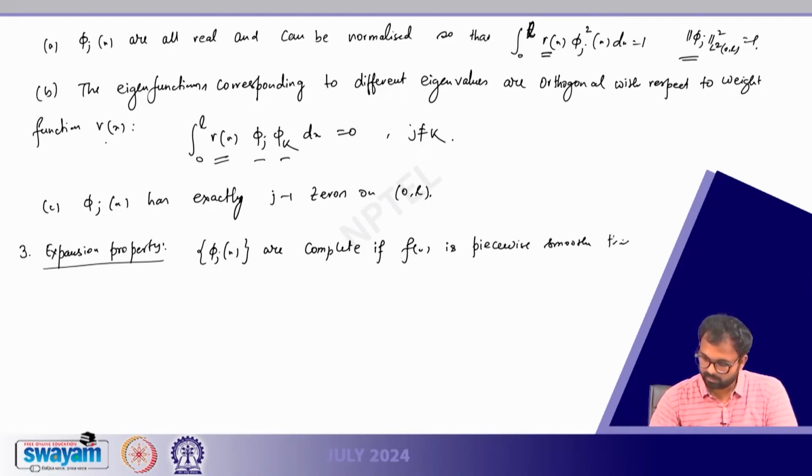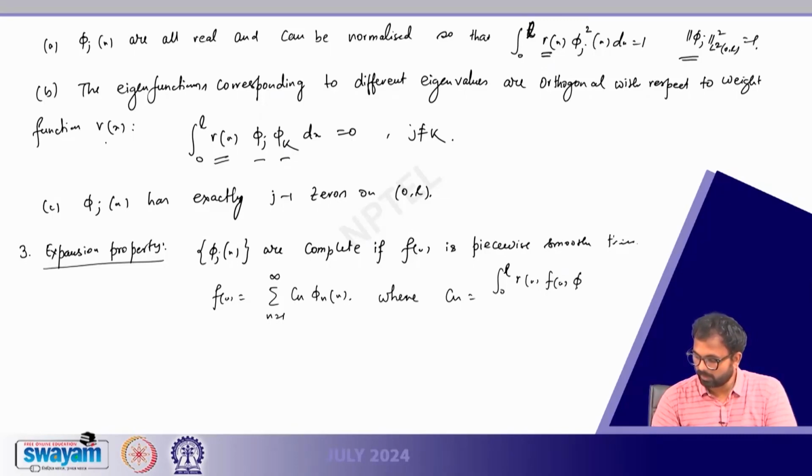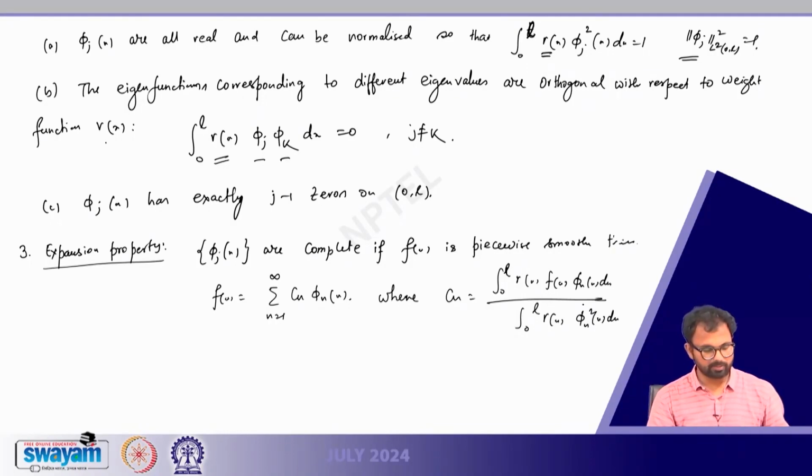then f(x) can be written as the summation, n running from 1 to infinity, of C_n into phi n(x), where the C_n's are given by the integral from 0 to L, since we have L everywhere, of r(x) f(x) phi n(x) dx, divided by the integral from 0 to L of r(x) times phi n(x) whole squared dx, right. So, this is the first property associated with the expansion property.